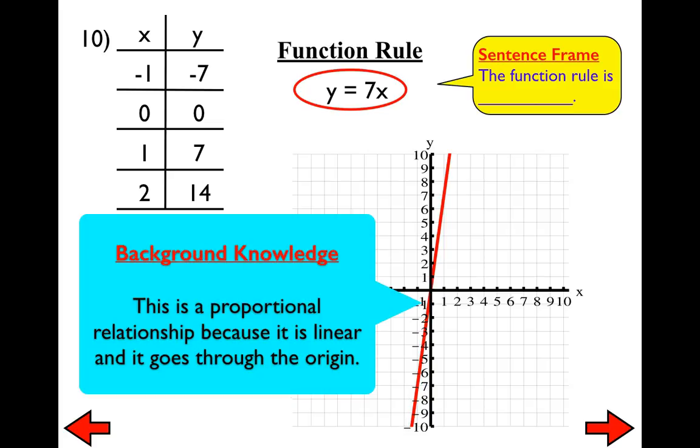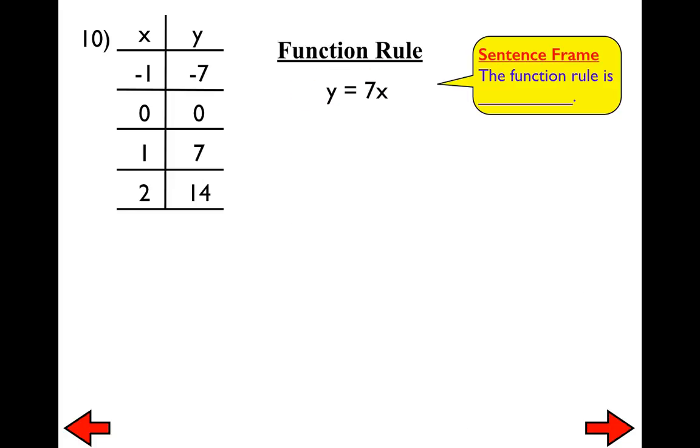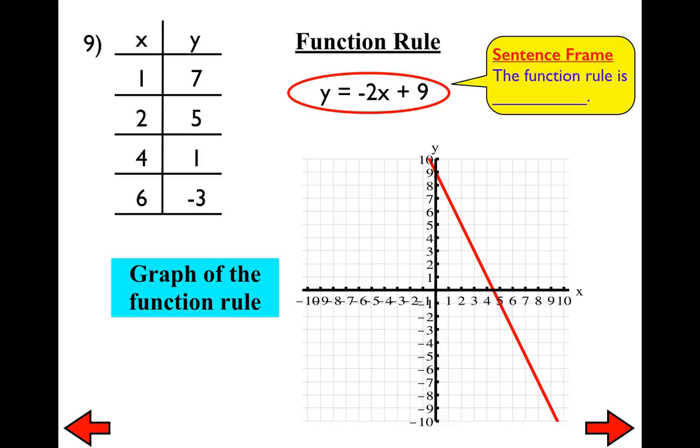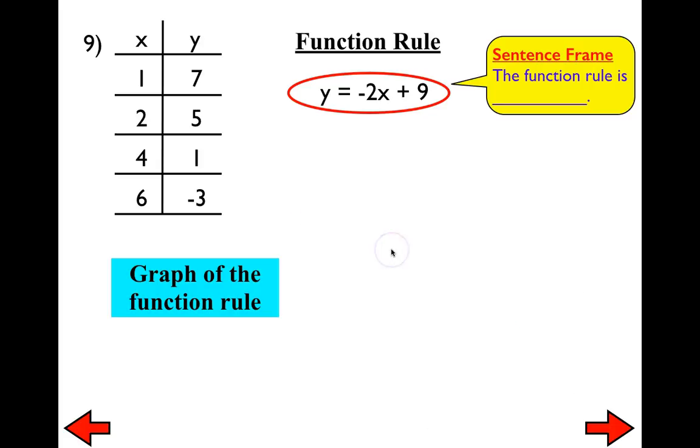Okay, just a friendly reminder, this is a proportional relationship. Why? Because it's linear and it goes through the origin. So let's backtrack real quick because I forgot to mention it in the other slides. Here's number 9, a proportional relationship? The answer is no. Why? Because it doesn't go through the origin.